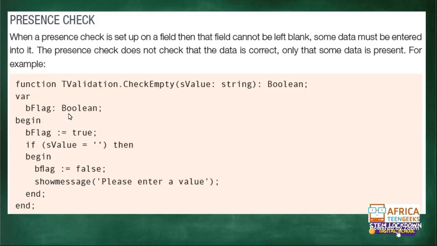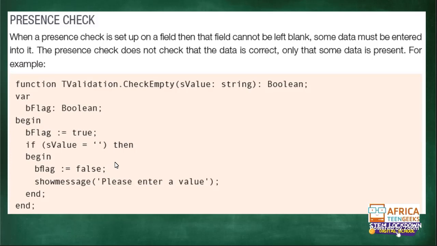So what did they do here? They create a Boolean variable they call flag, and they say, okay, I am going to make this flag true. Remember, I'm saying check empty, so if it's true, it is empty. Okay, and it says there, if b flag, or just b flag equals true, if s value, my parameter, is empty, then I'm going to make it false. What do you think of that?